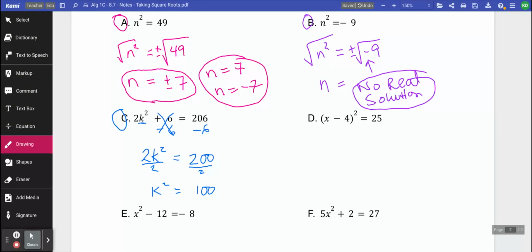And then finally, now that my k squared is isolated, I can square root both sides. Don't forget your plus or minus. And we're going to get k equals plus or minus square root of 100. That's a perfect square, so it's going to be plus or minus 10.